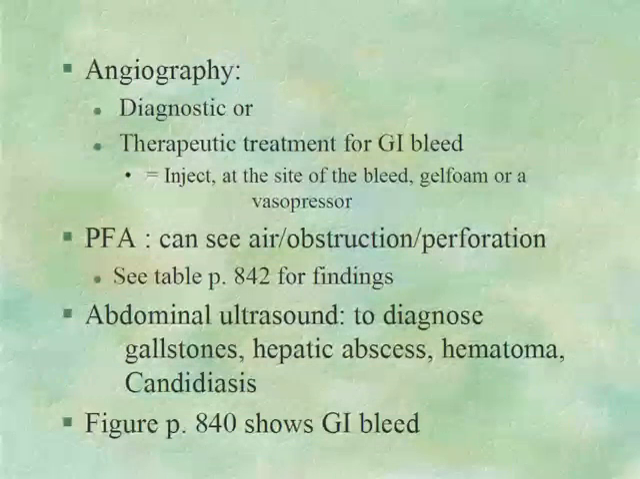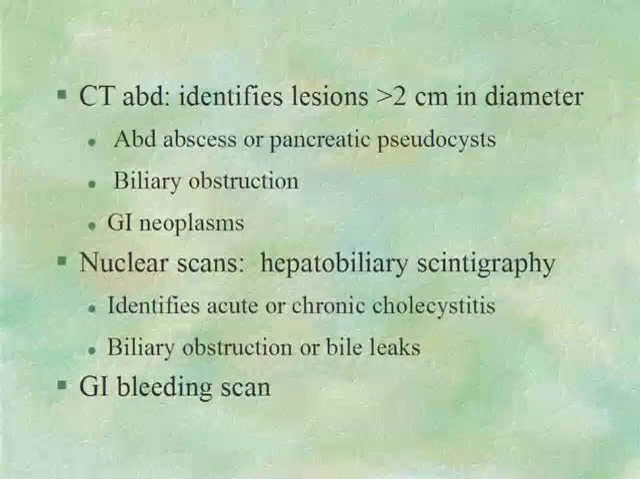Plain film of the abdomen, or a flat plate of the abdomen, can see air, obstruction, or perforation, and there's a table on 842 for the findings that you should be looking at there, and a picture on 841 that shows it. This is the one that's also done to verify tube placement, NG tube placement, or feeding tube placement. An abdominal ultrasound is used to diagnose gallstones, hepatic abscess, hematoma, or candidiasis. It doesn't work as well in the presence of ascites, extreme obesity, or intestinal gas. But there is a figure on 840, as I said, that shows the GI bleed. CT of the abdomen identifies lesions that are greater than 2 centimeters in diameter. So it will show an abdominal abscess or pancreatic pseudocysts, biliary obstruction, or GI neoplasms.